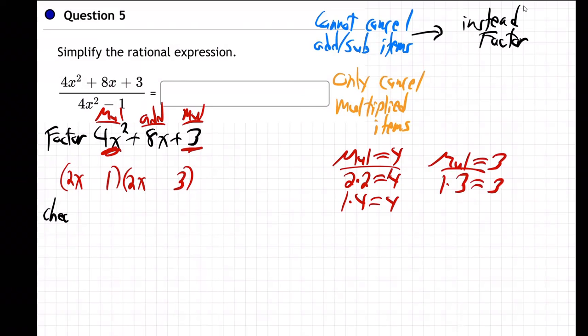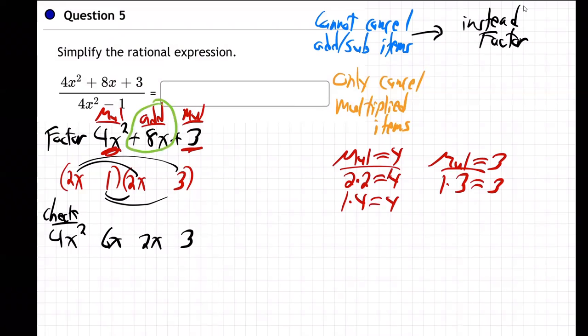So we go 1 times 3, and then we check to see if it's right. Let's see. 2x goes boom, boom. It'd be 4x squared and 6x, and boom, boom, 2x and 3. Is that working? Well, they have to add to be 8 in the middle. Do they add to be 8? Yeah, both plus, and that multiplies to be plus 3, and check, it's right. So that's the factorization right there.